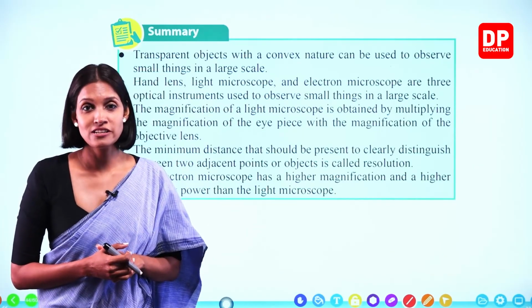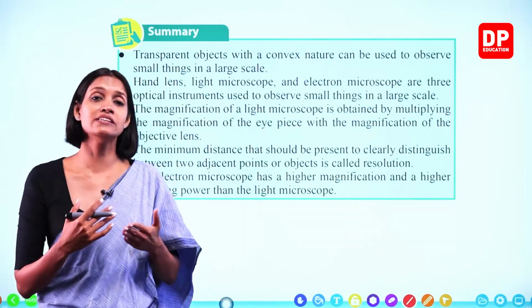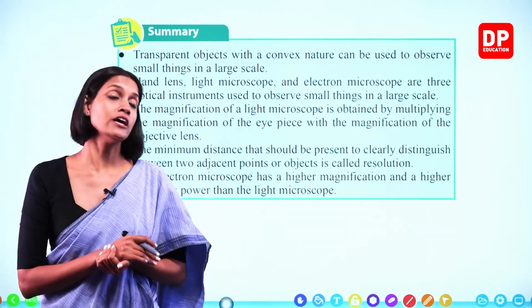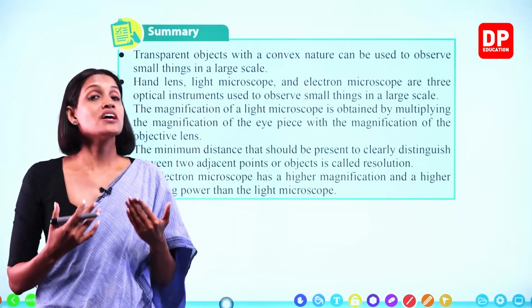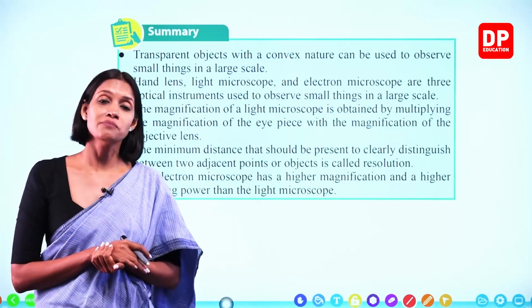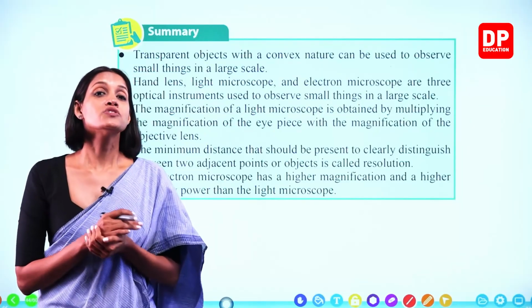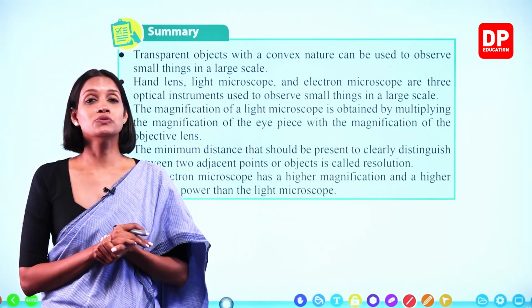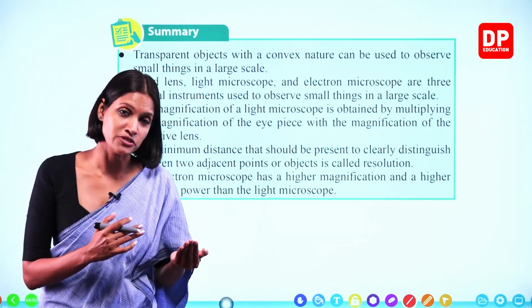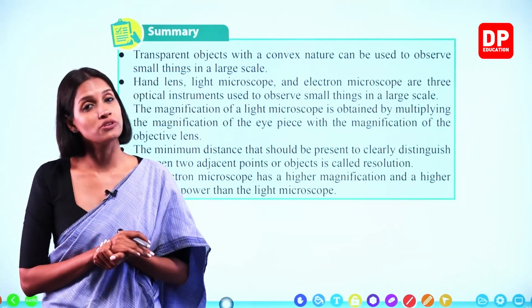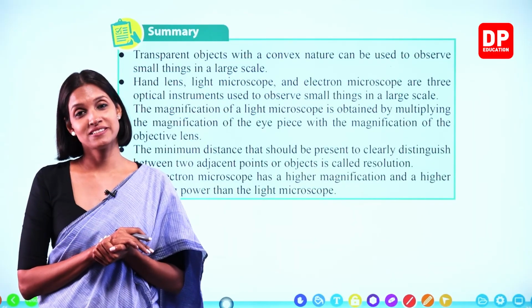Right, children? So we learned how to handle the compound light microscope, and we observed some specimens under it too. In the next chapter, we are going to do the activities, the exercises. So before you watch that chapter, you all have to answer all the questions by yourselves.